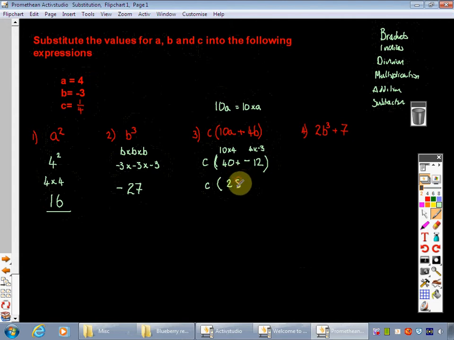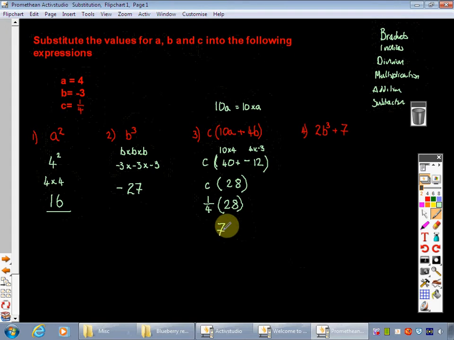I know what C is because I've written it over here. It's a quarter, so that becomes a quarter of 28, which is in fact 28 divided by 4. Now, if you know your times table, that's going to be quite straightforward. 4 7s are 28, it's going to be 7, or you may go for the half and half again. If you want to divide by 4, half it again. Half of 28 is 14, half of 14 is 7. My answer will be 7. That's question 3.